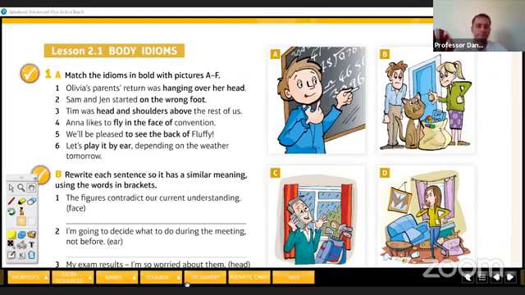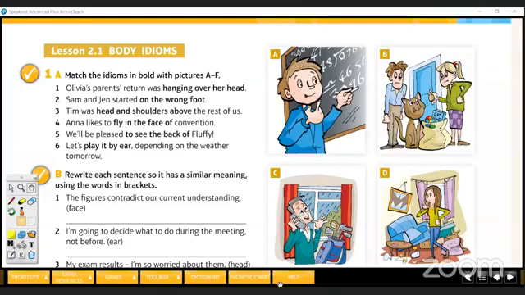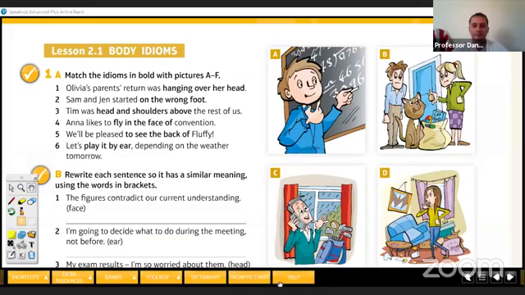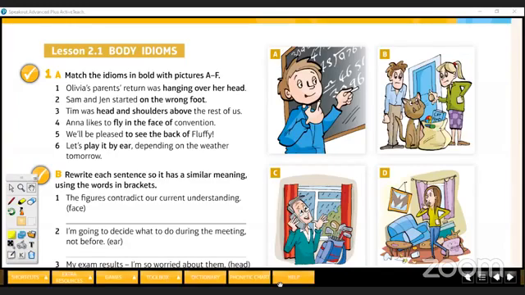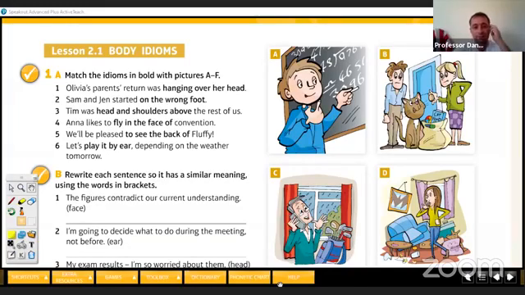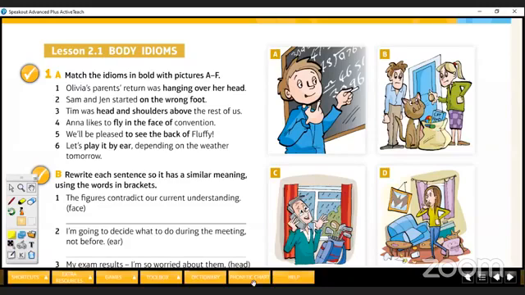What about number two? I'm gonna give you some time to think about it. Come on, guys. Sam and Jim started on the wrong foot. The last one, F. Okay, and what about the second? Nancy is saying that two is F. Constanza, what do you think? Two is F because the coffee dropped on their skirt.